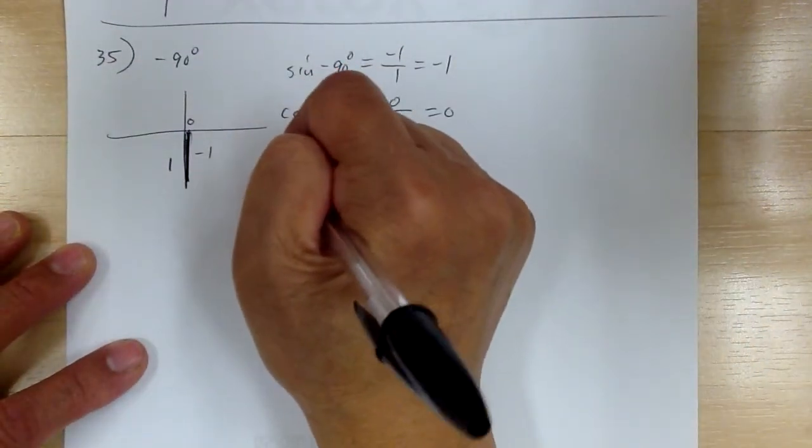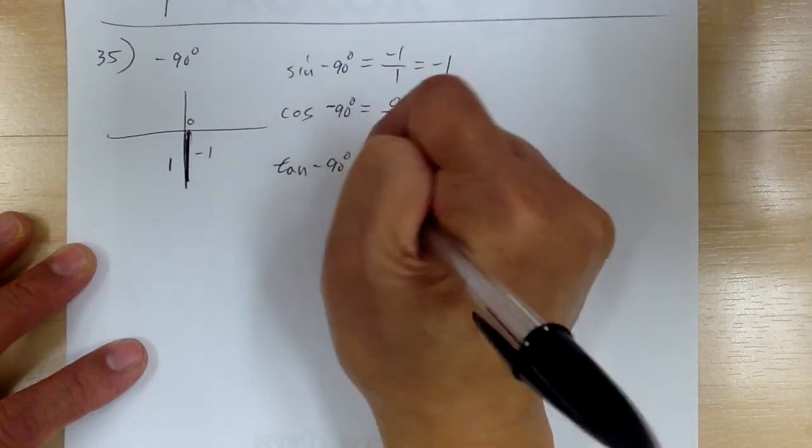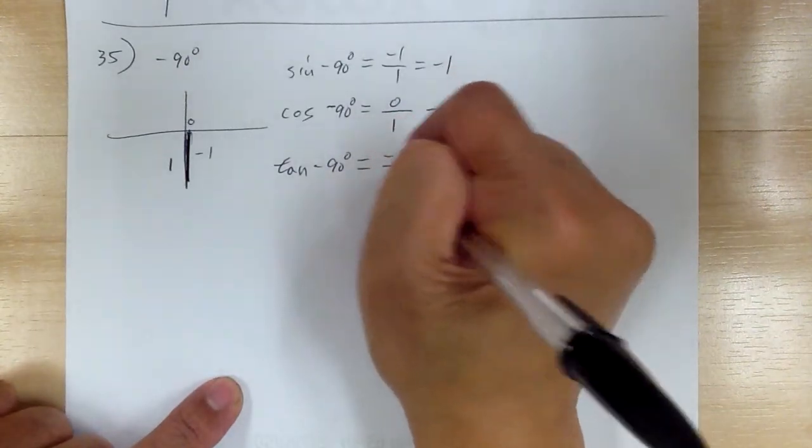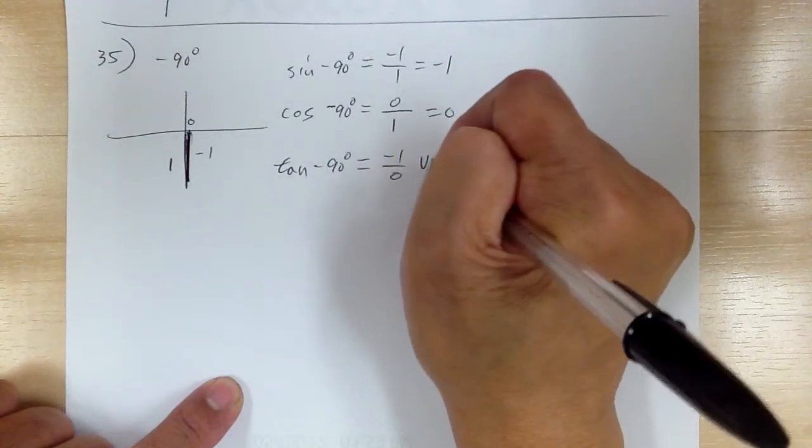And then you get tangent of negative 90 degrees. So tangent is sine over cosine, so it would be -1 over 0. So this is undefined.